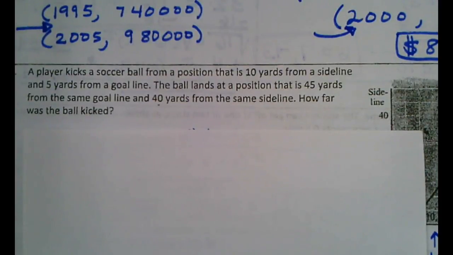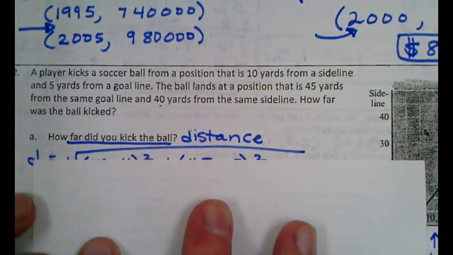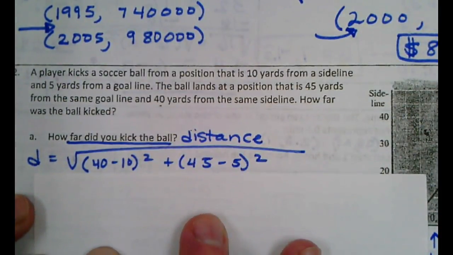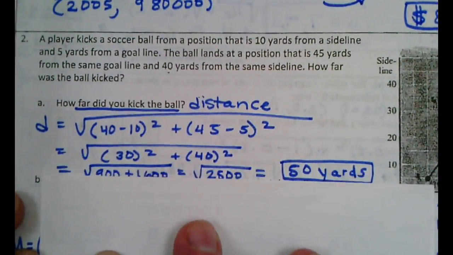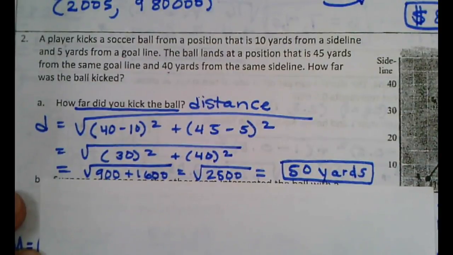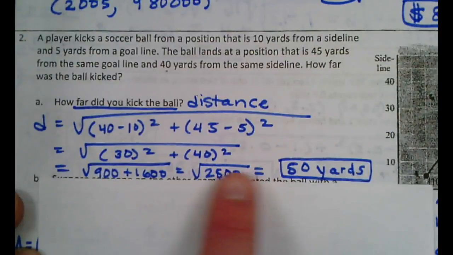The first question asked us, how far did you kick the ball? Well, if you know your position and you know the ball's position where it lands, to find the distance of how far you kicked the ball, you can use the distance formula. So I knew I was trying to solve for the distance here. I plugged those two ordered pairs into my distance formula. I simplified and solved to find that you kicked the ball 50 yards. Make sure you have units on that, and this one came out completely perfect, so make sure it is simplified to 50.